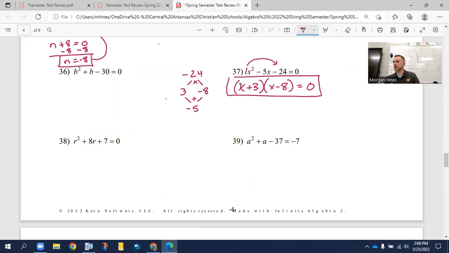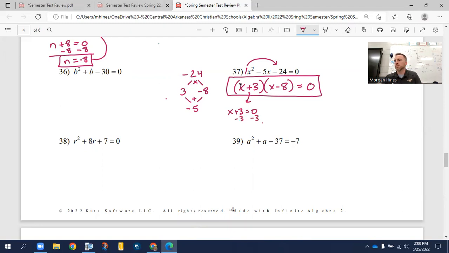Realize now that it's asking us to do two things. It's asking us to factor, and it's also asking us to solve. So we're using factoring as a method of solving. If x plus 3 equals 0, it doesn't matter what x minus 8 is. X minus 8 is going to be multiplied by 0, therefore it's going to be 0.